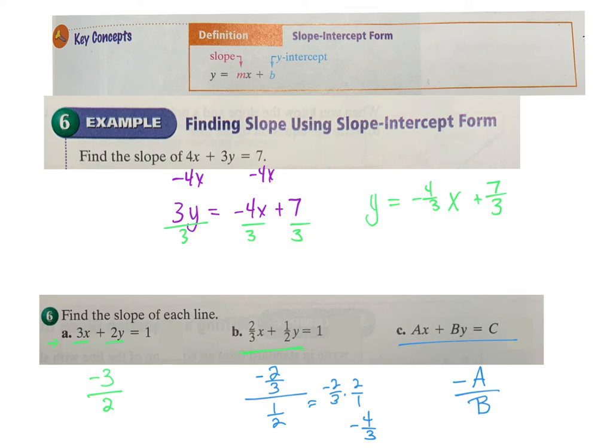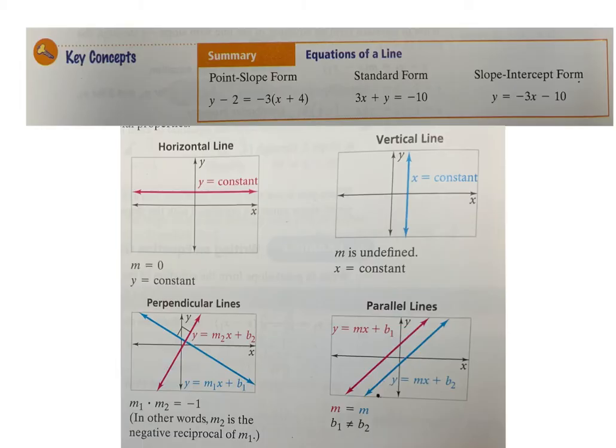They have summarized it. On page 66, in the middle of the page, they have summarized the same line 3 different ways. All right? Point slope, y minus 2 equals -3 times x plus 4. The same line in standard form, 3x plus y equals negative 10. The same line in slope-intercept form, y equals negative 3x minus 10.